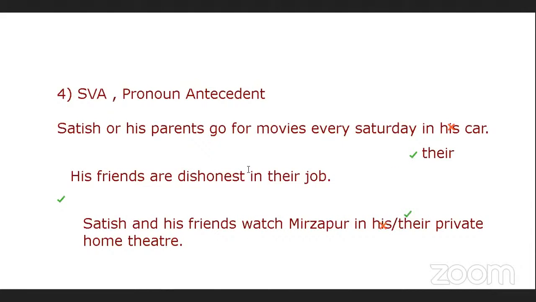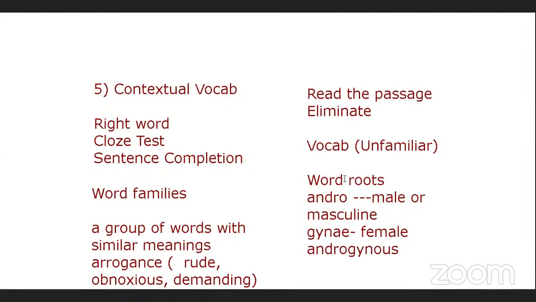Then comes your SVA and pronoun antecedent. इसके मैं आपको rules दूंगा. Okay, we've already done this earlier. Rules are more than enough over here. Then comes your contextual vocab. I'm going to give you word roots and word families जो vocab builder में already है. You have to refer to it. Now to the question of word roots, कैसे करना है वो? I'll just upload a document. I'll just share the screen with you and show you how to do it.